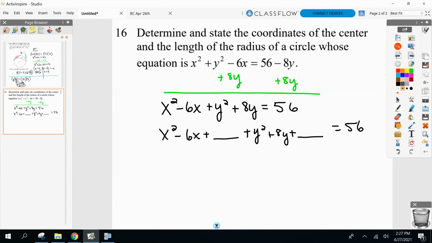All right, how do I figure out what that number is? B over 2 all squared. Your B value divided by 2 all squared. So let's start with the x's. I take negative 6 divided by 2, negative 3, square it, 9.